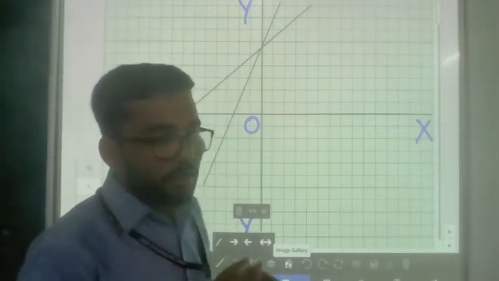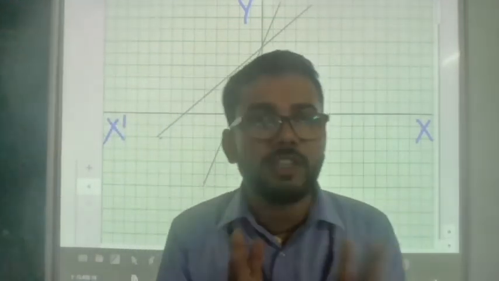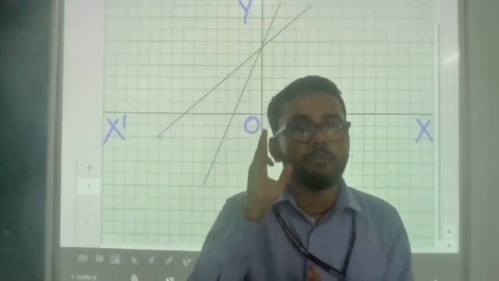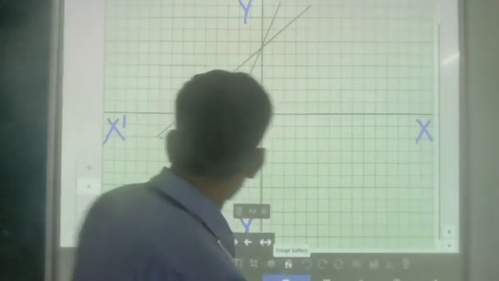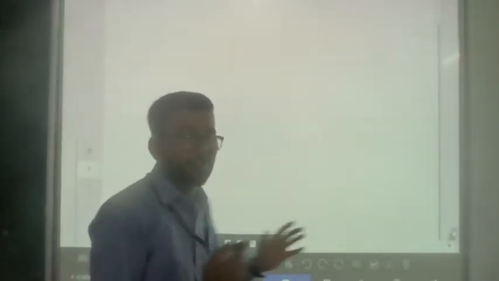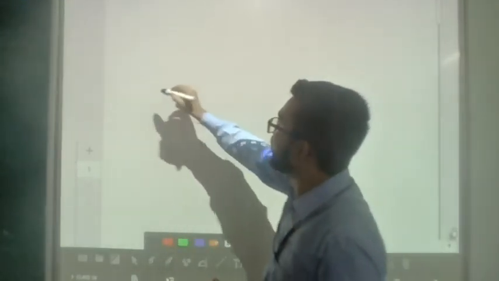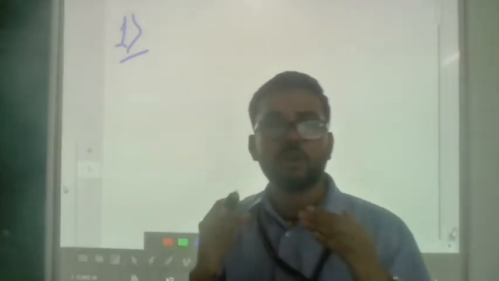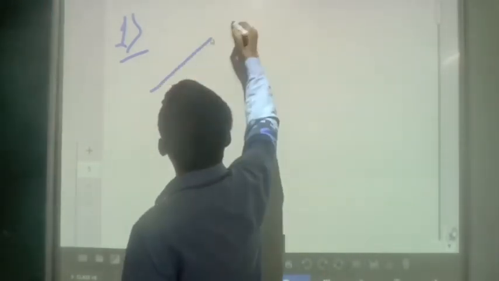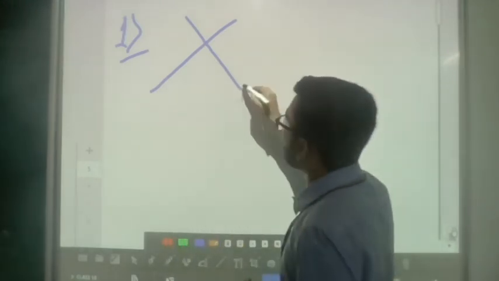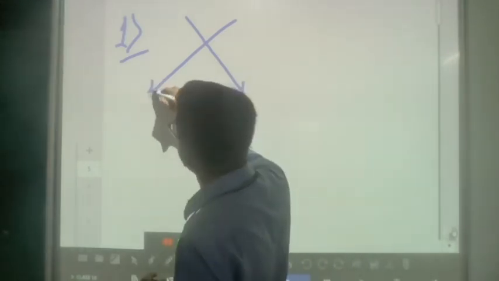When we draw a graph of a pair of linear equations, three possibilities can happen. Suppose we draw a graph of two linear equations. In the first case, what can happen? If we draw two lines for two linear equations, they may intersect at a point.